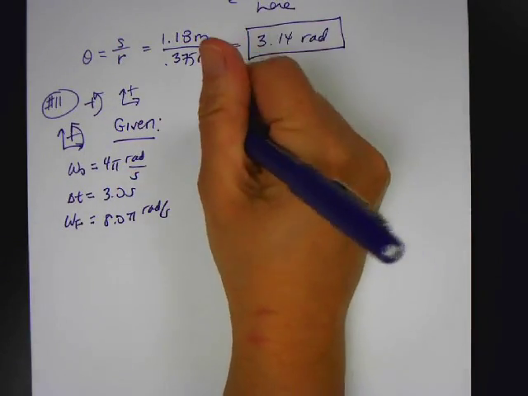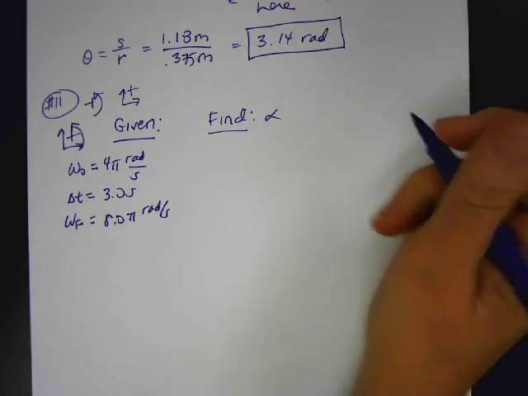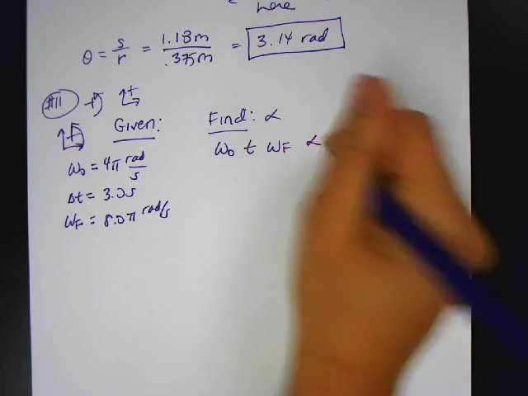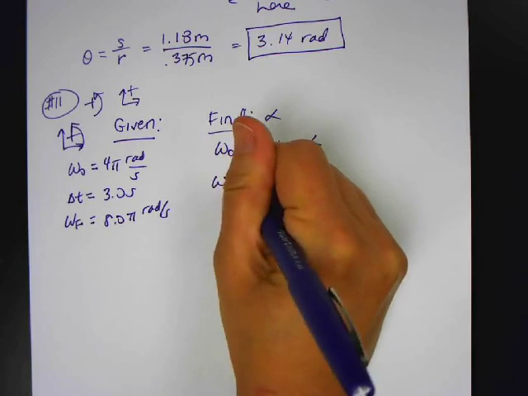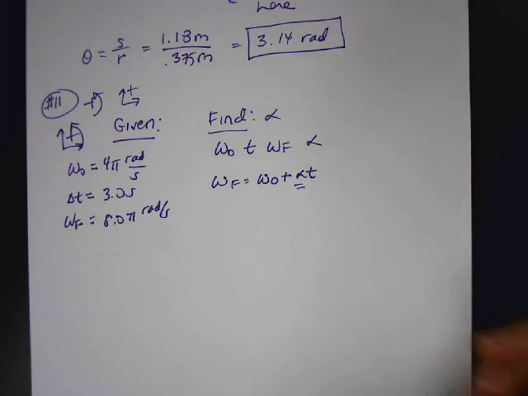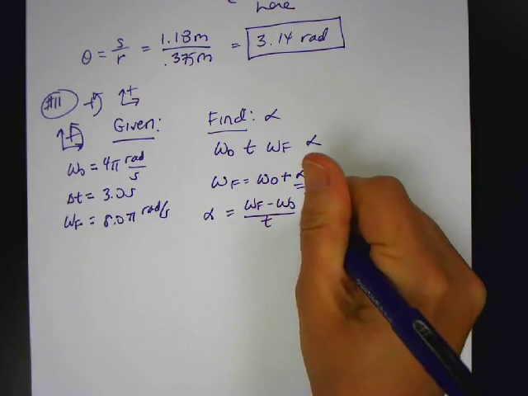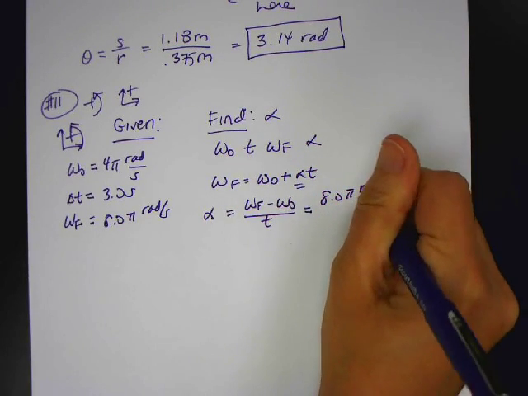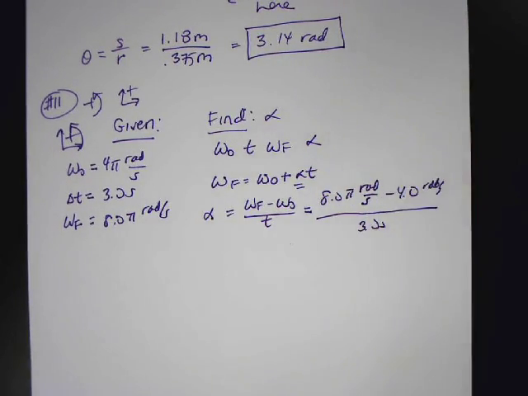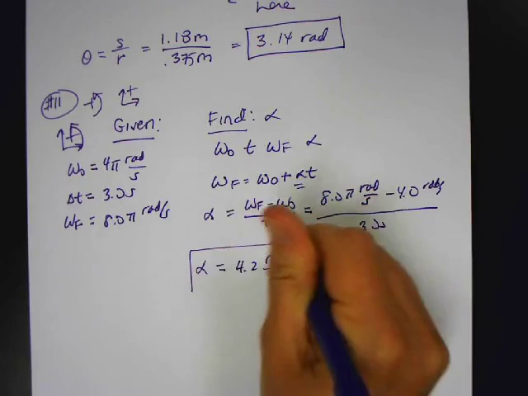What is her angular acceleration? So I want to find alpha during this time. So how do I know what equation to use? I'm given omega naught, I'm given t, I'm given omega f, and I want to find alpha. So omega f is equal to omega naught plus alpha t. I'm going to rearrange the equation to solve for the unknown in terms of the known. So alpha is equal to omega f minus omega naught over t. So it's equal to 8 pi radians per second minus 4 pi radians per second all over 3 seconds. And alpha comes out to be 4.2 radians per second squared. And that's it.